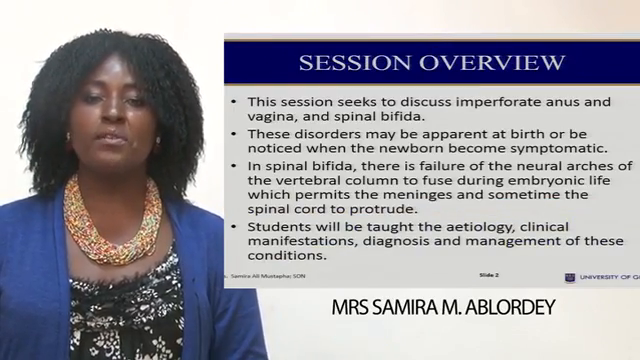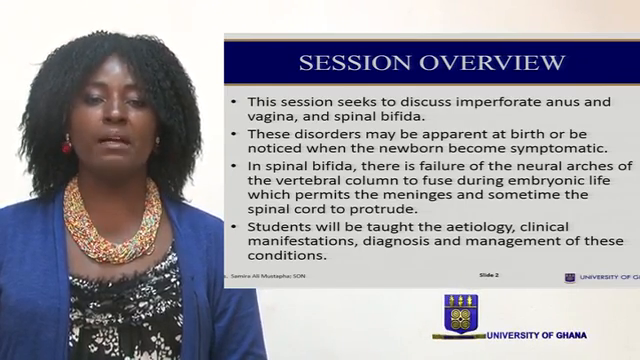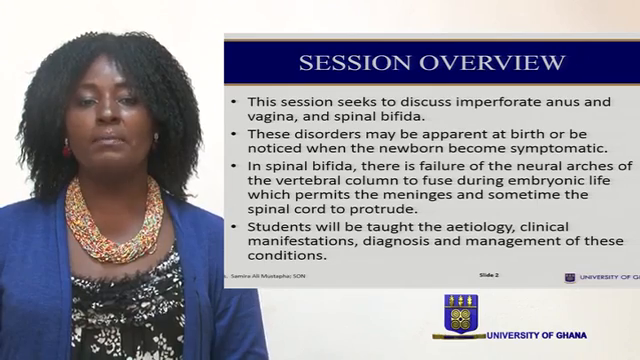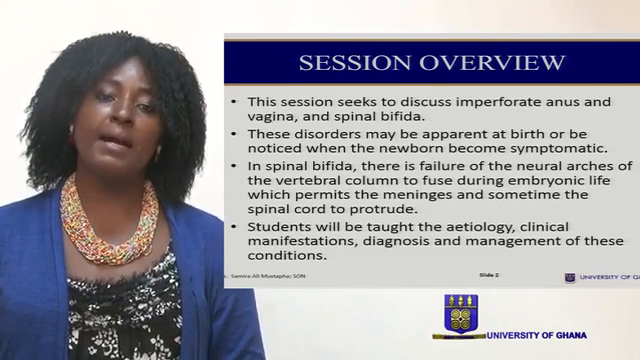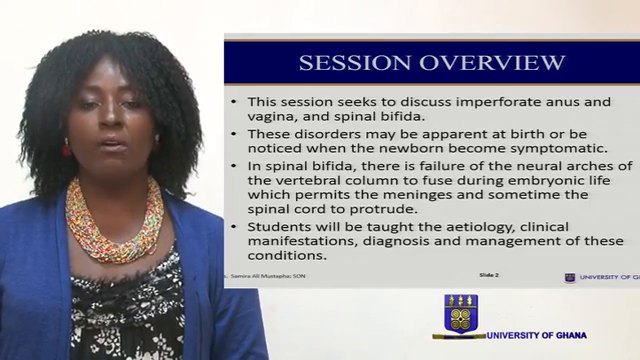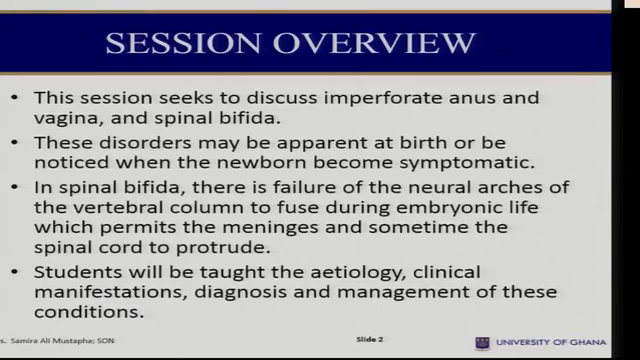So for this session's overview, we seek to discuss imperforate anus, vagina, and spina bifida. These disorders may be apparent at birth or may be noticed when the newborn becomes symptomatic. In spina bifida, there is failure of the neural arch and the vertebral column to fuse during embryonic life, which permits the meninges and sometimes spinal cord and some neural nerves to protrude. Students will be taught the etiology, the clinical manifestations, diagnosis, and management of these conditions.